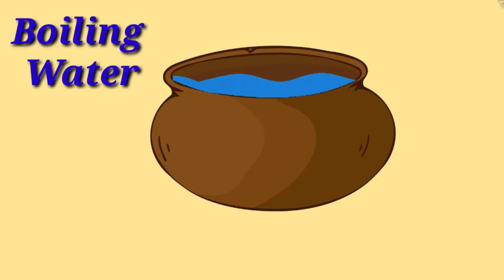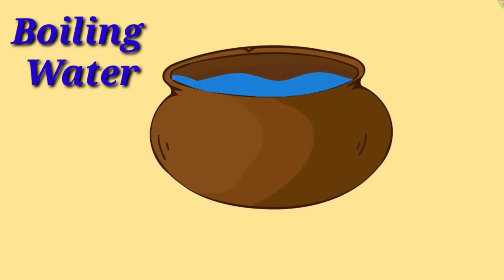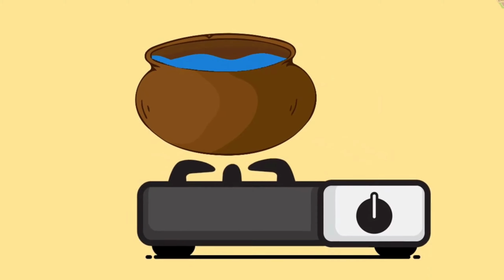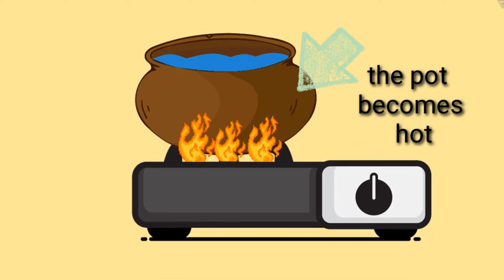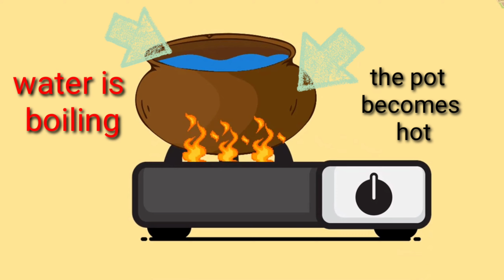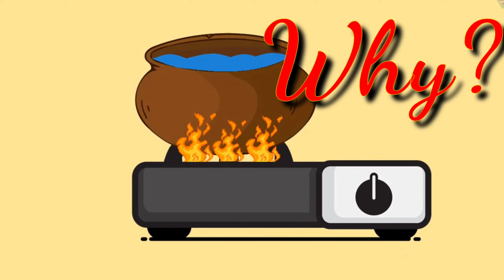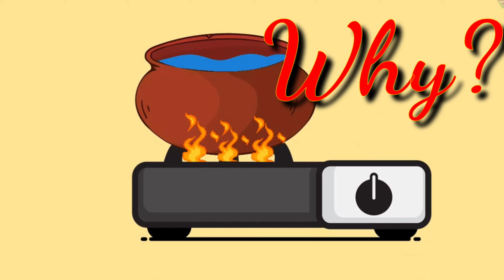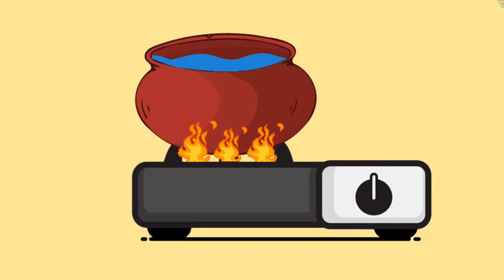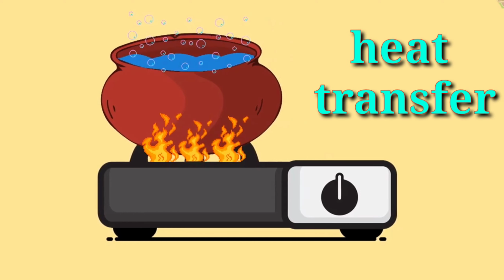Imagine you are going to boil water. First, you get the pot with water, then place the pot on top of the stove. After quite some time, you will notice that the pot becomes hot. As time passes by, the water inside the pot is boiling. Because the stove produces fire, the energy in the form of fire, the heat is transferred to the pot, thus making the pot hot. And because of that heat transfer, the water started to boil, and that process is what we call heat transfer.